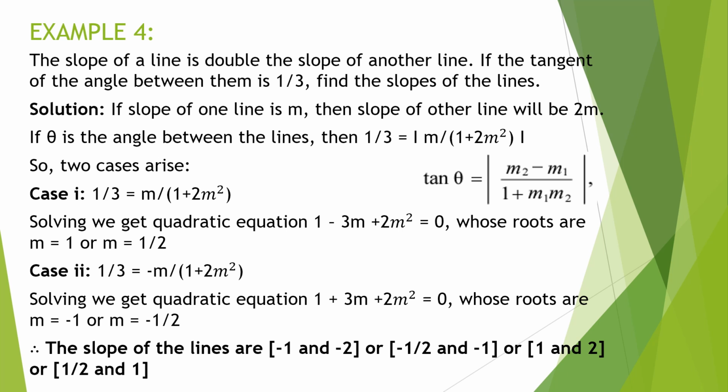The second case possible is, since it is mod, it can also be negative. So you can also have 1/3 is equal to minus m upon 1 plus 2m square. If you solve this equation, you get m as -1 or minus half. One of the lines has slope m, another one has double. So the possible values of the slopes of the lines are -1 and -2, minus half and -1, 1 and 2, or half and 1.